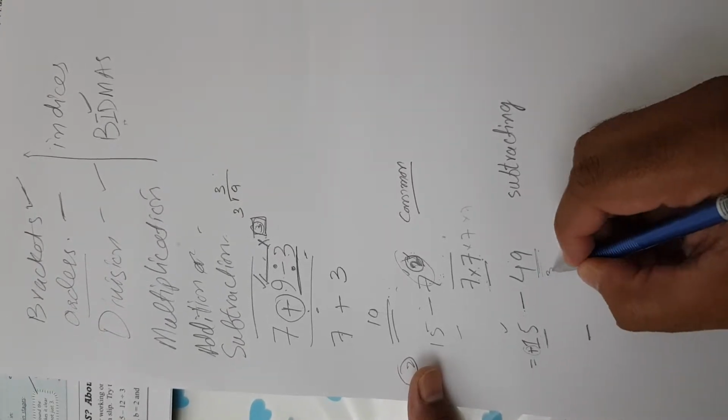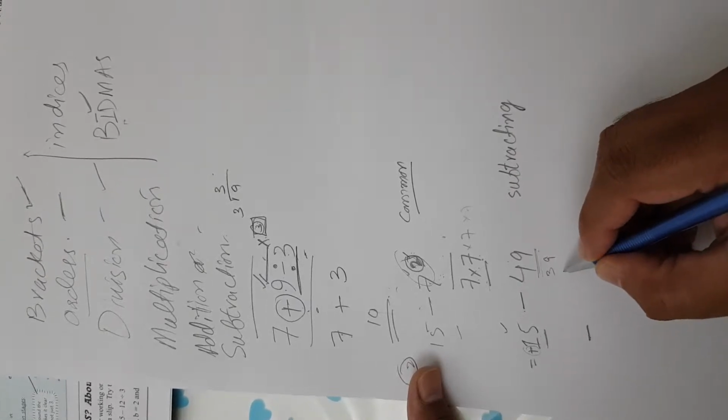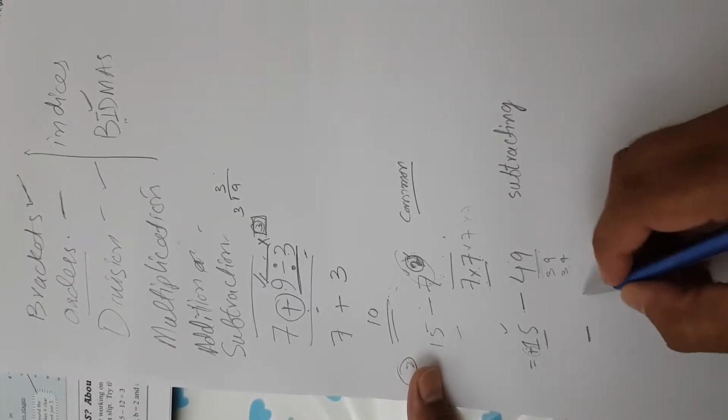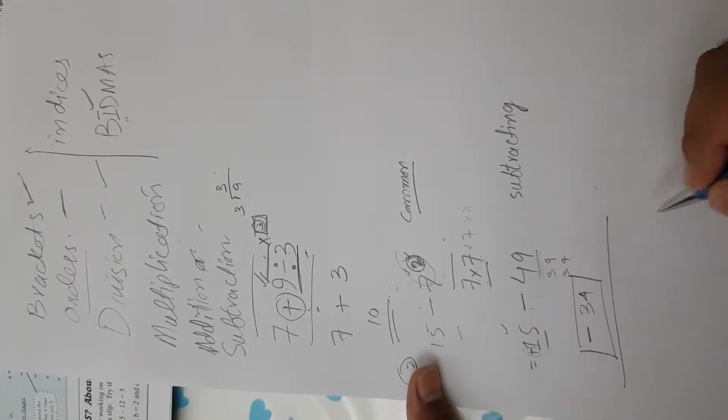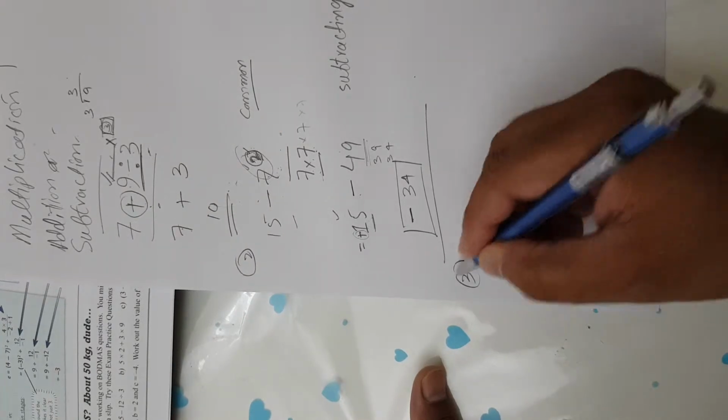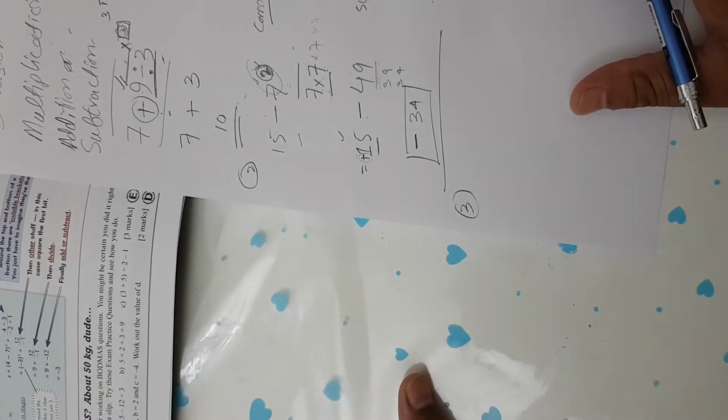This will make it 39. Then I will subtract 5 from this number, so this will make it 34. So my answer is negative 34. That is my answer. Now I'm going to work with the third example, which explains about brackets, division, multiplication, and subtraction.